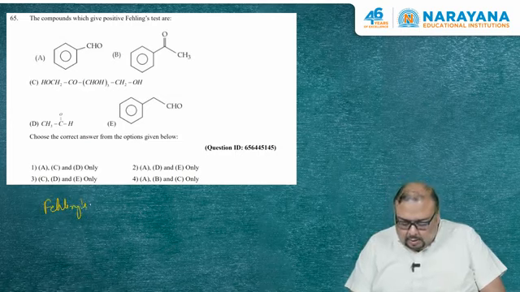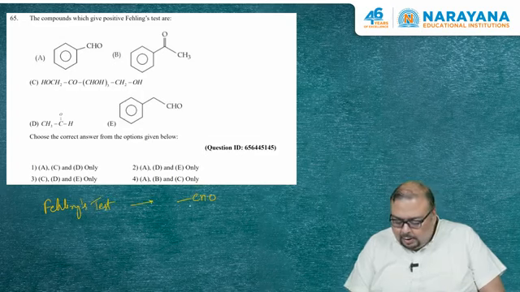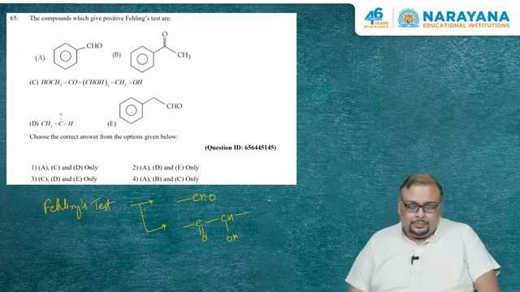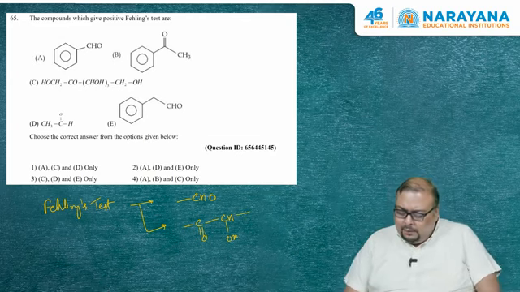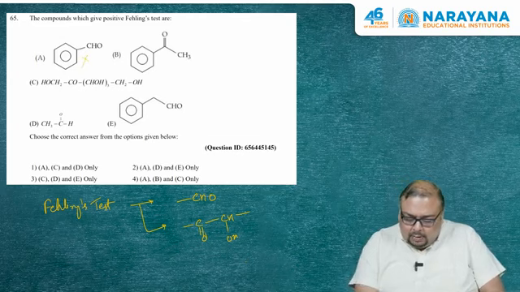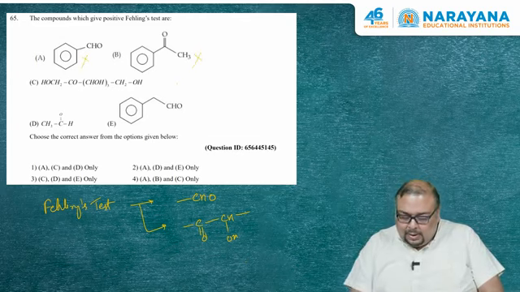the compound should contain either an aldehyde group or an alpha hydroxy ketone group. If a compound contains these two groups, then it will give the Fehling's test. But aromatic aldehydes will not give Fehling's test. So option A will not give Fehling's test. Option B is just a ketone, so it will not give Fehling's test.